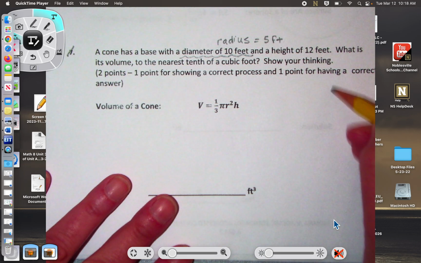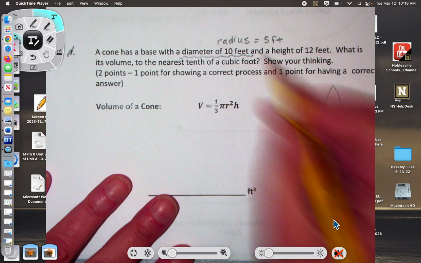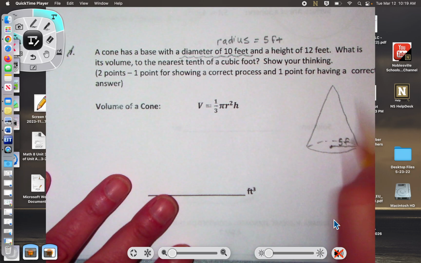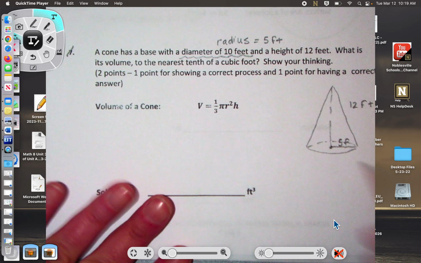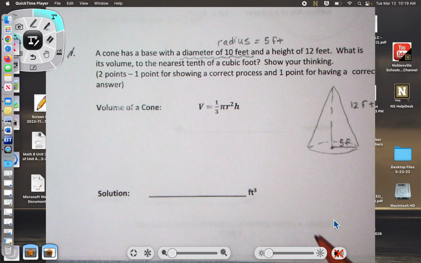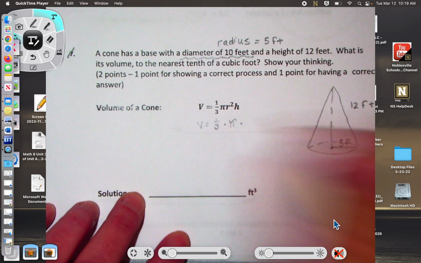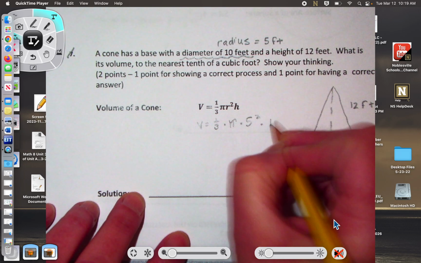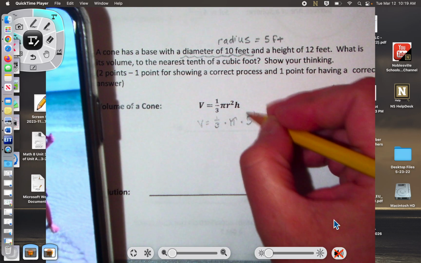I'm going to draw a picture just so I can see what's happening. So I know my radius is 5 and the height is 12. So I can see this cone now. And I'm going to use this formula to find the volume. So I'm going to use volume equals 1/3 times pi times 5 squared, right? Times 12. Put that 5 in parentheses there.